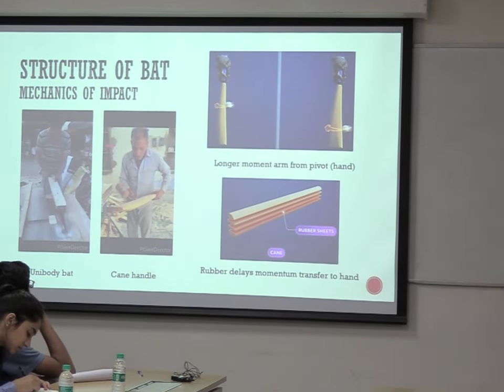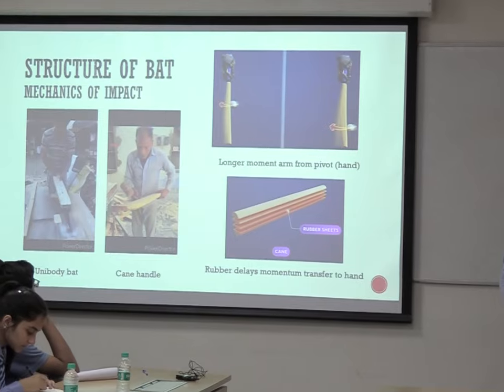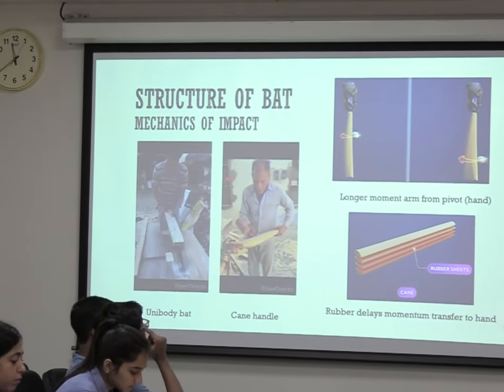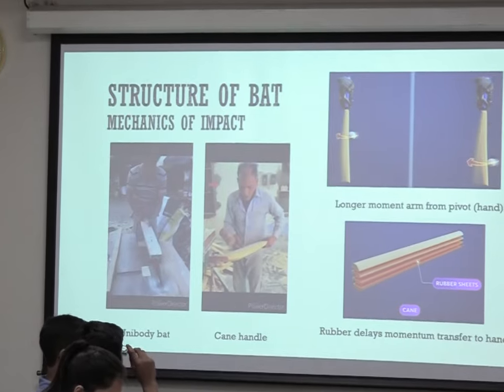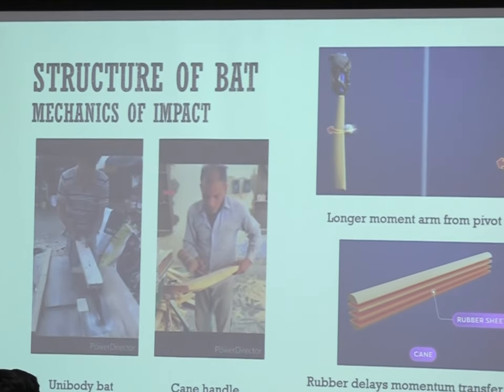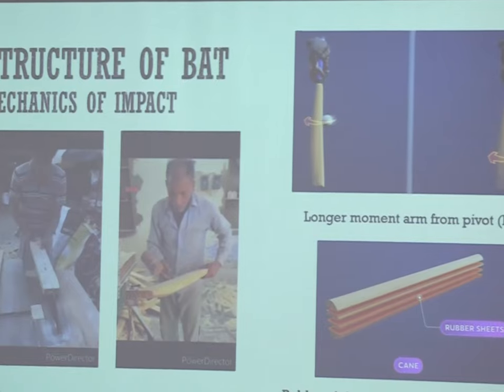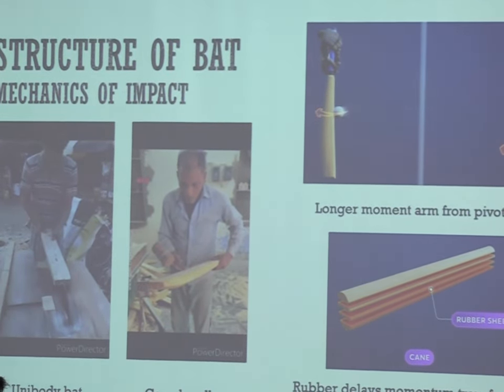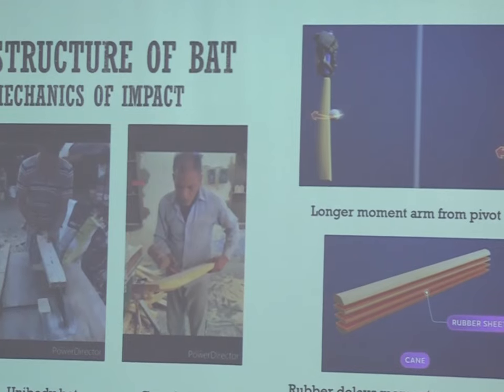Now finally we move to the structure of the bat. There are two types of bats which we have been using, at least when the kids are small and you want to buy a cheap bat. There is something called a unibody bat, which means that the entire bat is made up of one piece of log of wood. We'll see how it's made, and these are easily made in India.